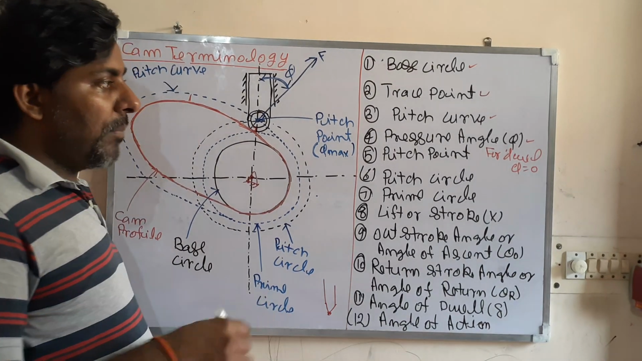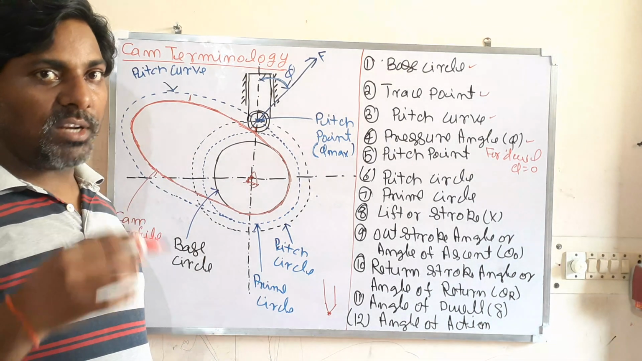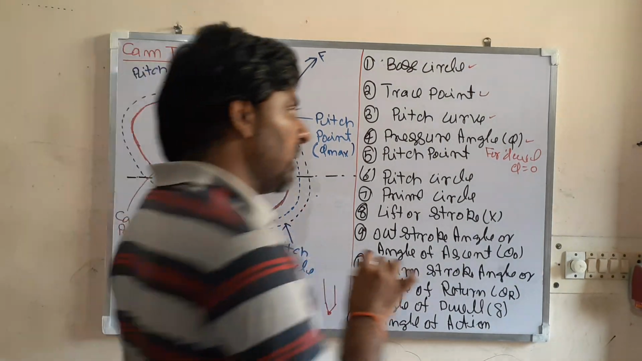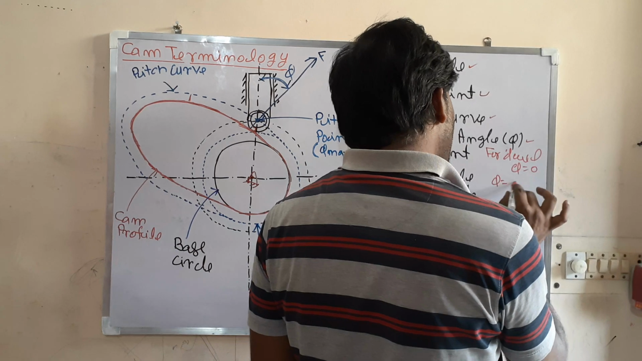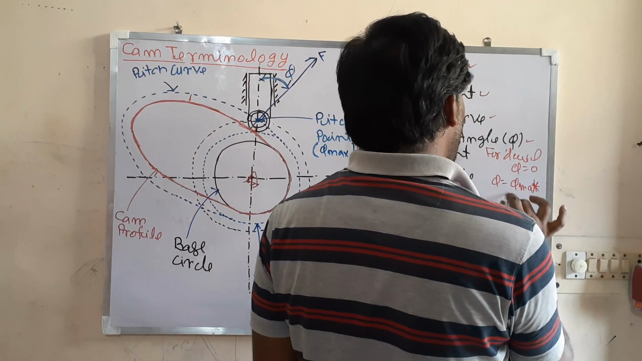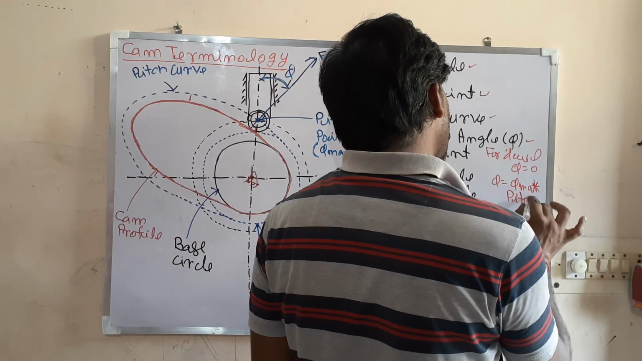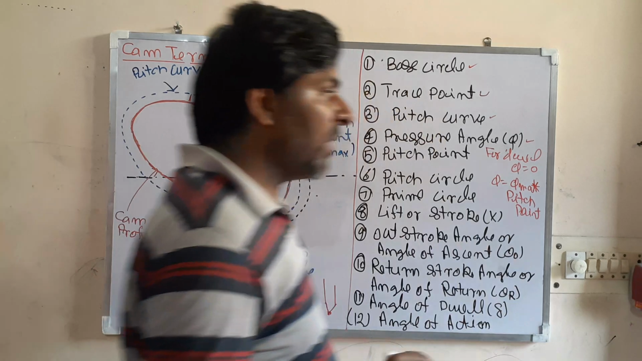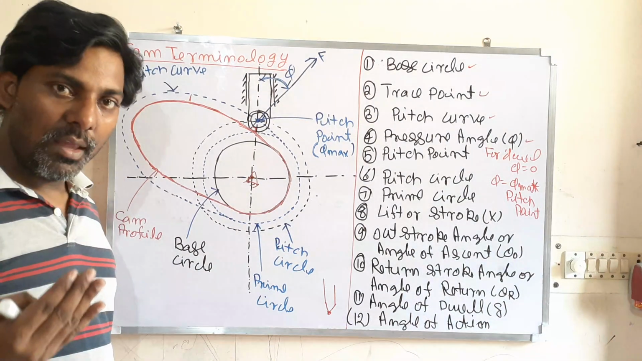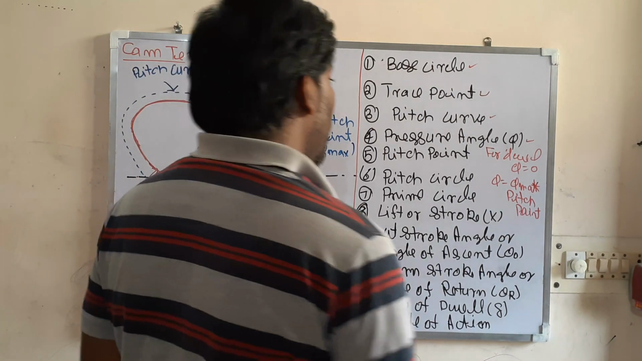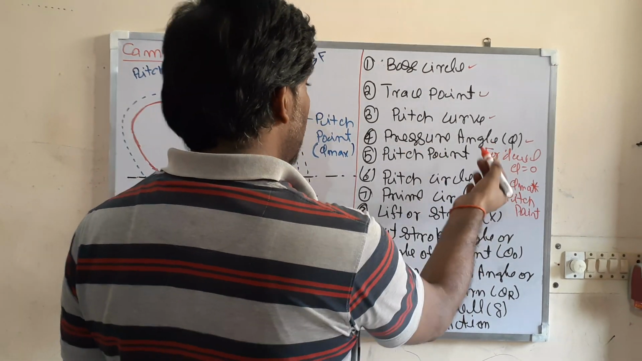And there is a pitch point. What is the pitch point? Where the pressure angle is maximum. So your pressure angle is maximum at the pitch point. This phi is phi max at the pitch point. So your pressure angle is variable, being 0 at the dwell and maximum at the pitch point. So you have seen what the pressure angle is.